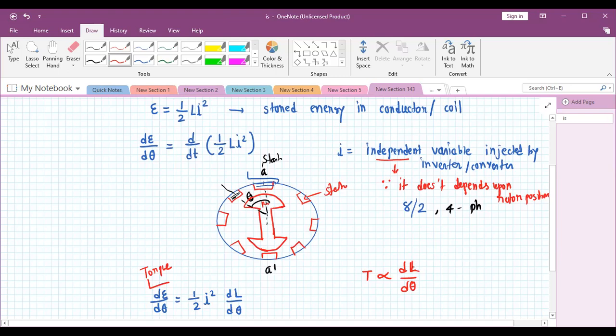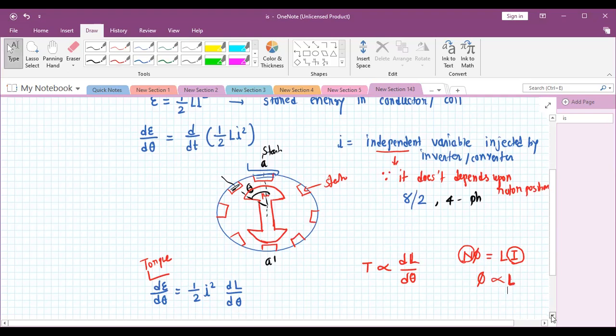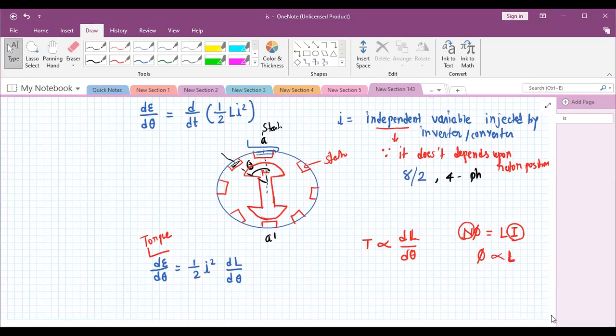Now how is the inductance changing? We know the basic equation, N phi is equal to L i. The number of turns is a constant, and as I told you, the current is also independent. So flux phi and L are proportional to each other. As the flux varies, the inductance varies, and so the torque will vary. That is the principle of the switched reluctance motor.